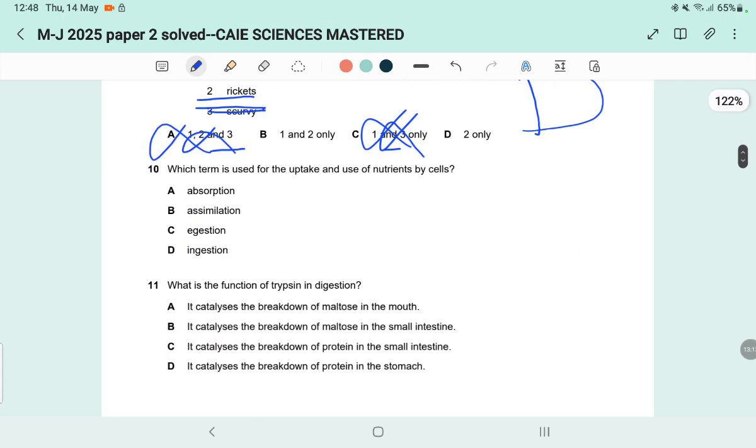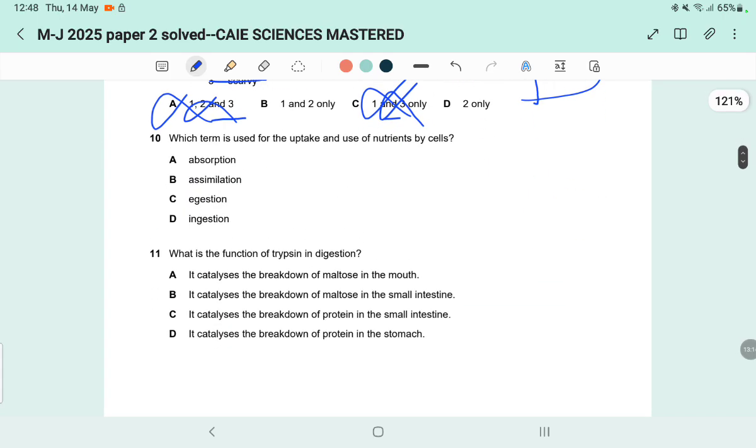So it is D. Number 10: which item is used for the uptake and use of nutrients by the cells? The answer is letter B. You will ask how it shouldn't be A. Well, I will tell you that it is a tricky question that was repeated in the 2016 May June paper 2. Just go and check it there. That question was repeated, same wording, same everything.